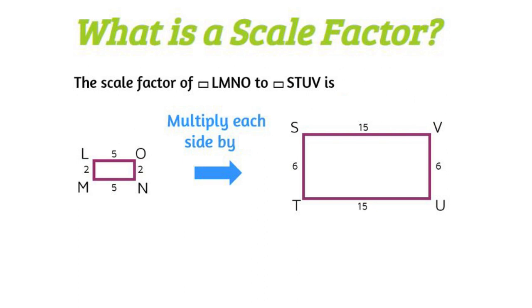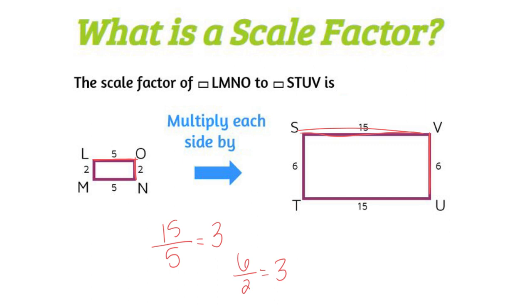So here's another example. You can find the scale factor for the rectangles above by finding the ratio between the shapes. Let's do LO and SV. So SV is 15, LO is 5. 15 over 5 simplifies to 3. Then let's check one more to make sure. Let's do ON and BU. We've got 6 over 2, which simplifies to 3. So that means our ratio is 3, our scale factor is 3.